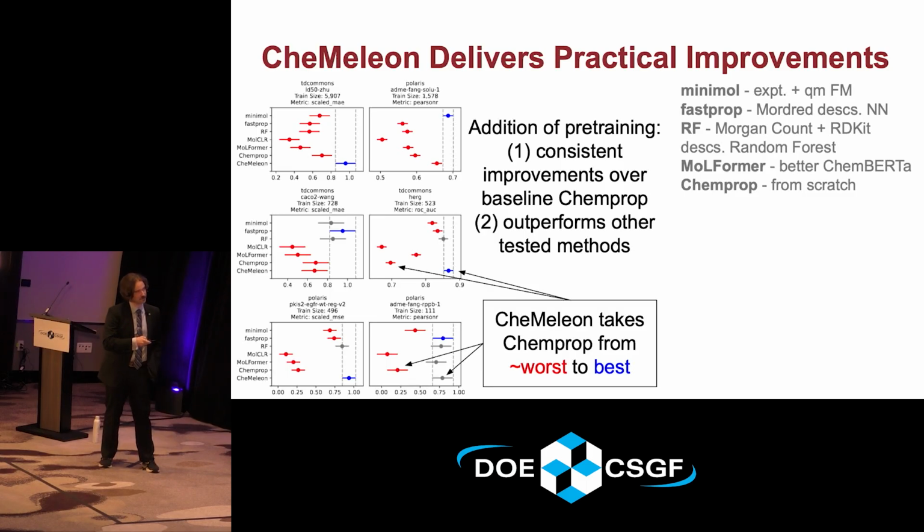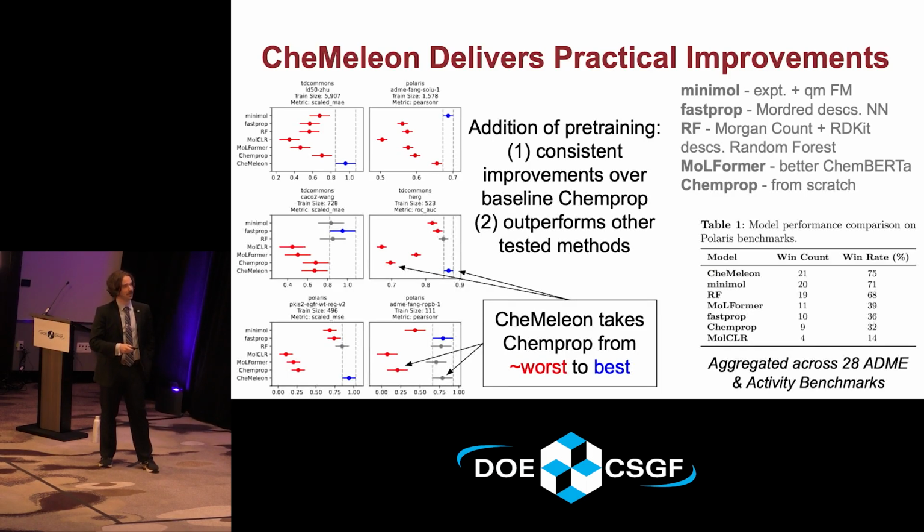So just by changing your initialization here, we go from the worst model, with the exception of MolCLR, up to the absolute best. Again, same story, among the worst, all the way up to tied with the best. And it outperforms a lot of our other tested methods. So this is just a selection of 6 benchmarks. If we aggregate this across 28 different highly relevant benchmarks for our end users, you can see that we've accelerated ChemProp from only winning on 9 of those all the way up to 21.